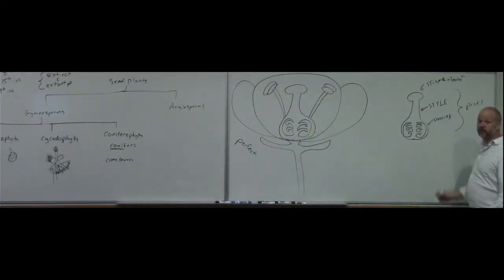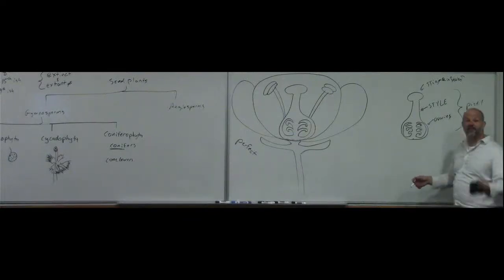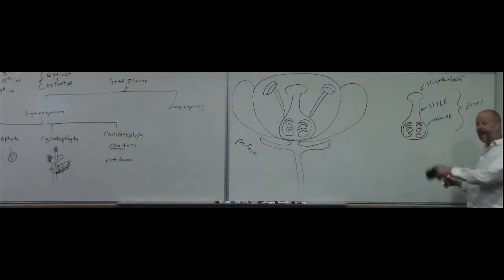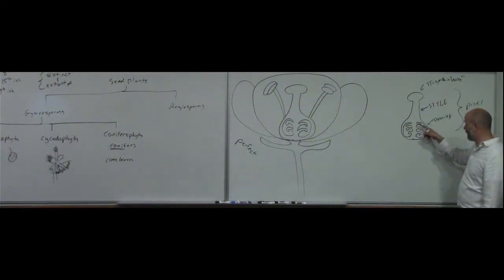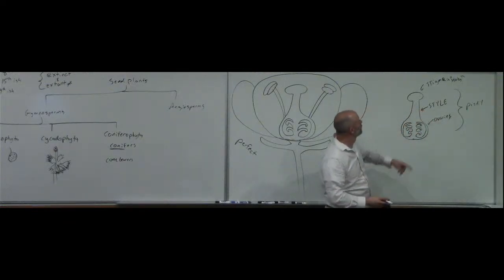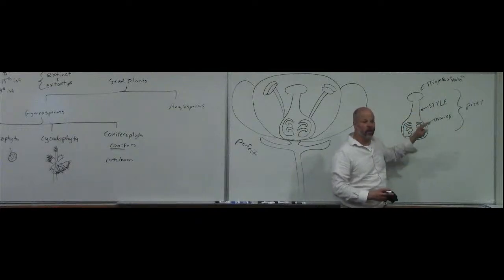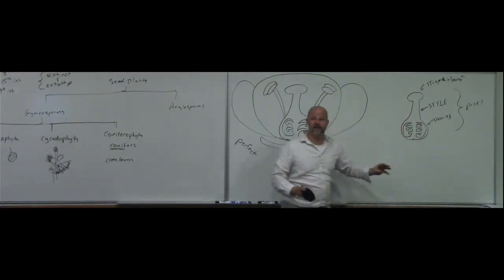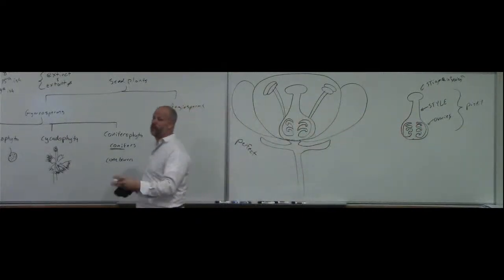Inside of your ovaries, what's going on inside of the lady's ovaries? Where you're going to make the babies, right? The baby for them is the seed, right? You have to have an egg to make a baby. You have to have an egg to make a seed. The eggs are right here. These are the female gametes, right? So this is a pistil, stigma, style, ovary. You must label these, and you must tell me what they do.